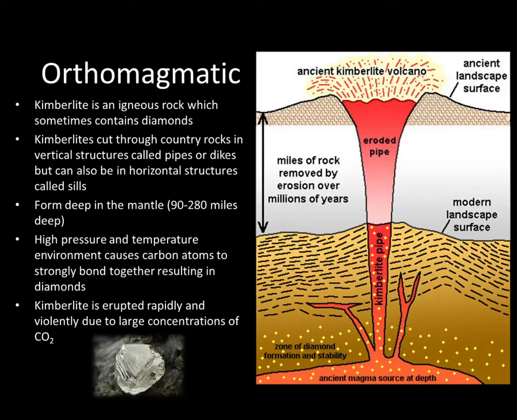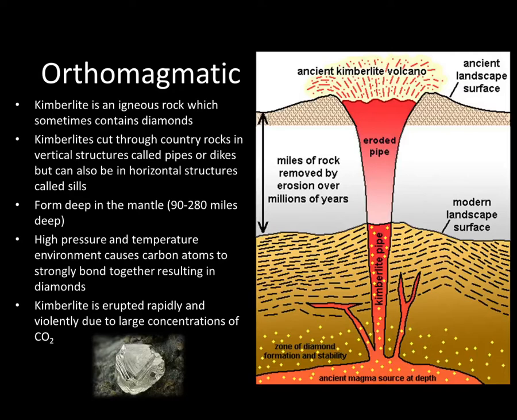Diamond ore deposits can fall into the orthomagmatic category. Kimberlite is an igneous rock which sometimes contains diamonds. Kimberlites cut through the country rock in vertical structures called pipes or dikes. Kimberlites can also form as an intrusive body that takes a more horizontal orientation called a sill. Kimberlites form deep in the mantle, about 90 to 280 miles deep to be specific, with lots of heat and pressure.